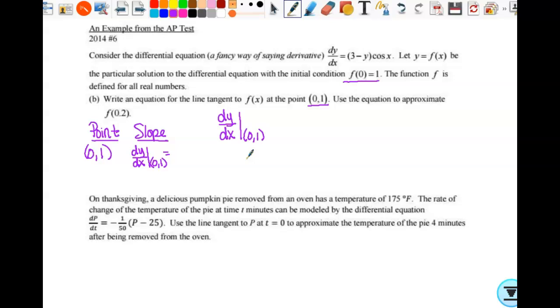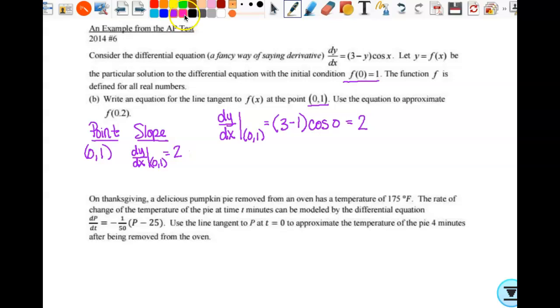So I substitute it in here. So that's going to be 3 minus what? 1 times the cosine of what? 0. So what's the cosine of 0? 1, so that's just 2 times 1 is just 2. So my slope is 2. Any questions about where anything came from?